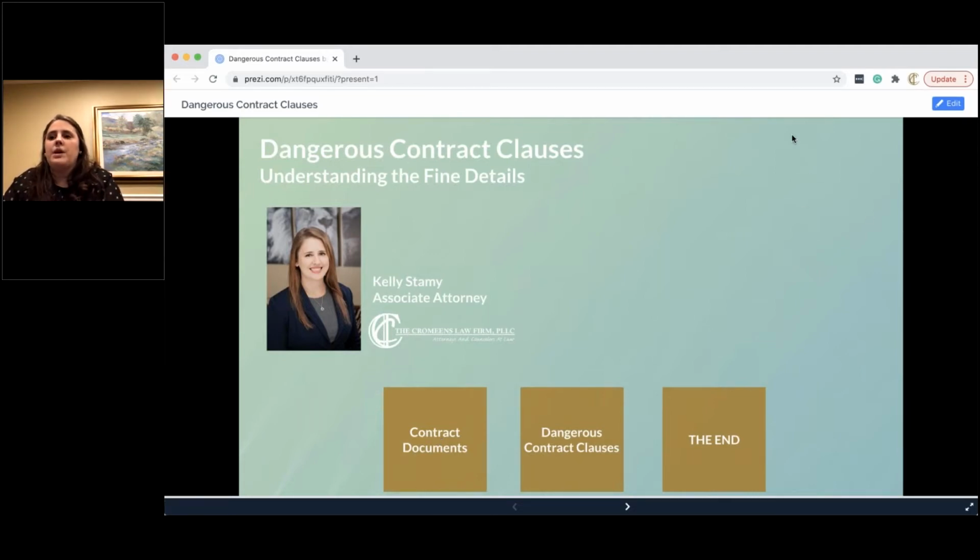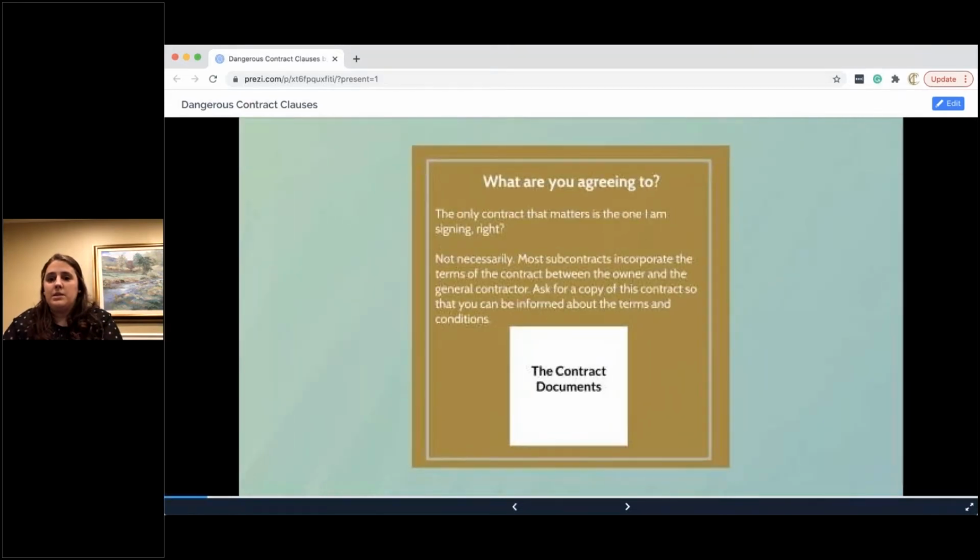So first we'll start with the contract documents. What are you agreeing to? What are you signing? You purchase a fridge, you get a car loan, you sign a whole bunch of different documents, and you know that anything you've put your signature on, you're agreeing to what's in that piece of paper. Now, the tricky thing that happens in a lot of construction projects is you are in fact agreeing to more than what's in that subcontract that you are signing.